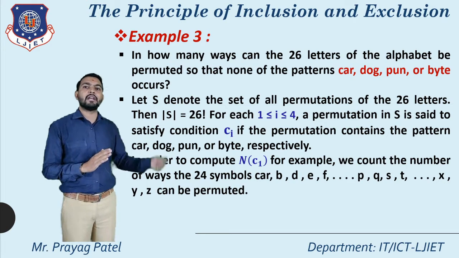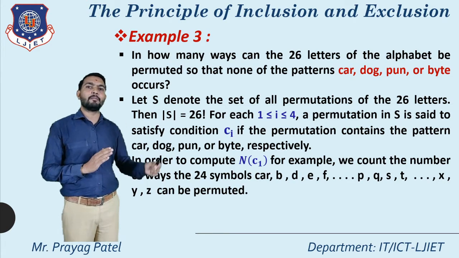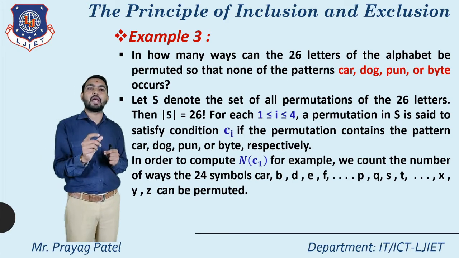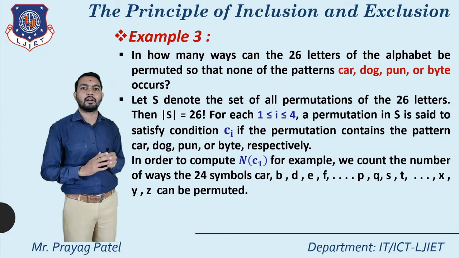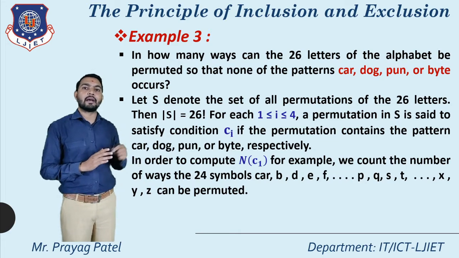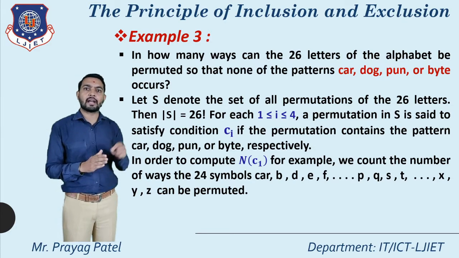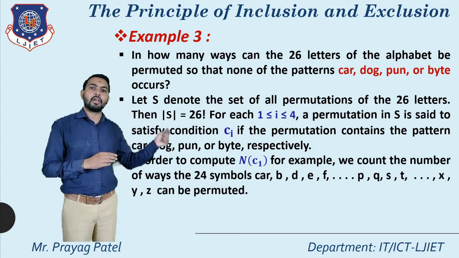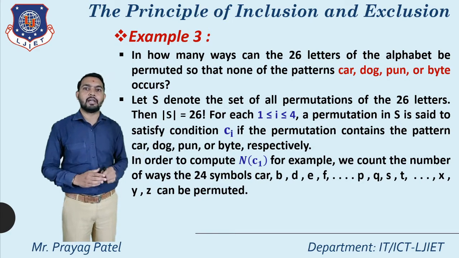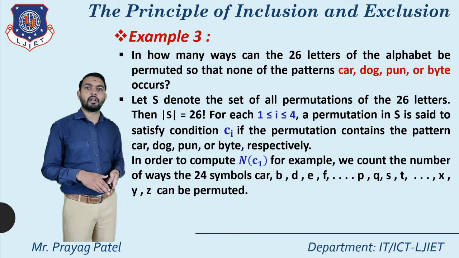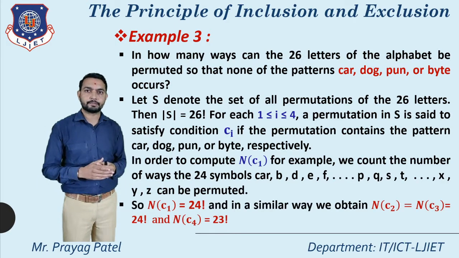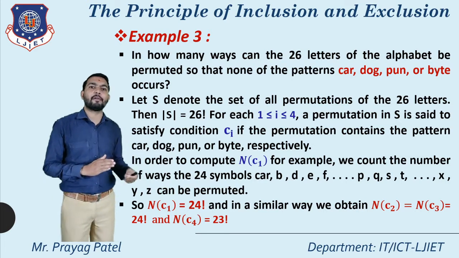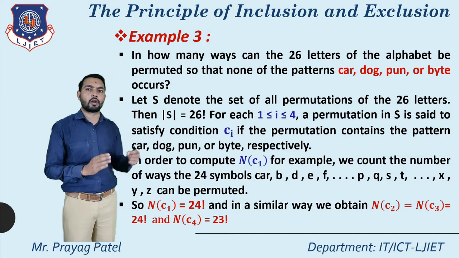So what are the different characters available? What are the different symbols available? The first symbol is CAR, because compulsorily we have to arrange CAR in this pattern. The remaining characters are B, because A is already used in CAR, then D, E, F, then P, Q. R is already used. So we write S, T up to X, Y, Z, which can be considered as the 24 different symbols. So N(C1) equals 24 factorial, and in a similar way we find N(C2), N(C3), N(C4).